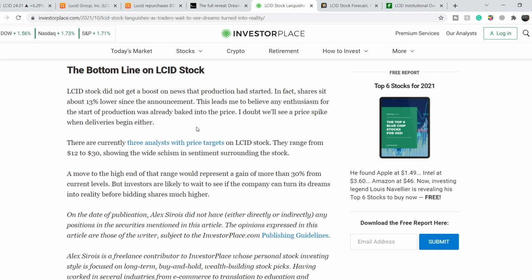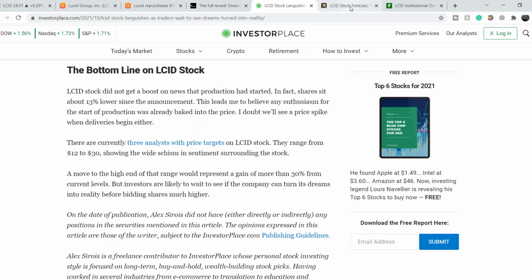And I have to say that I completely disagree with the author, because the main catalyst for now is not the start of production, but the start of deliveries. Because a lot of cars have already been produced, and we didn't see any deliveries so far. And that's why the deliveries of Lucid Airs will be the major catalyst.